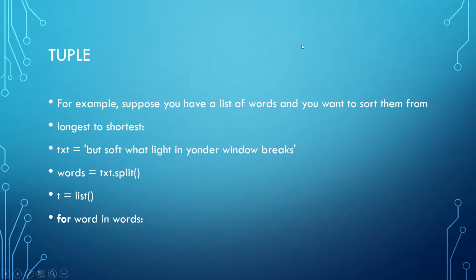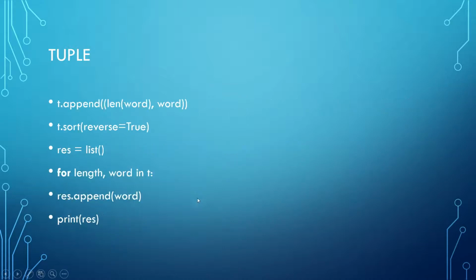For example, suppose you have a list of words and you want to sort them from longest to shortest. txt = 'but soft what light in yonder window breaks'. words = txt.split(), t = list(). for word in words: t.append((len(word), word)). t.sort(reverse=True). res = list(). for length, word in t: res.append(word). print(res).